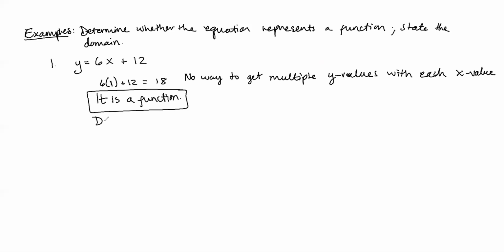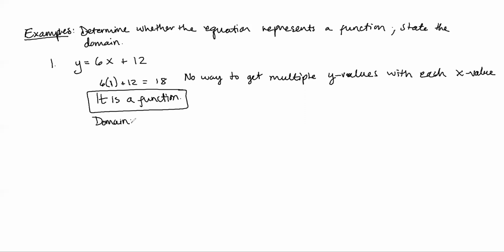And now for the domain. Now for domain, when we're looking at equations, we want to find the values. Instead of listing out all of the values that x could be, because there's a lot of different values, we want to find the values that x cannot be. Now this is kind of like the restricted values we talked about in chapter 7, if you remember those.